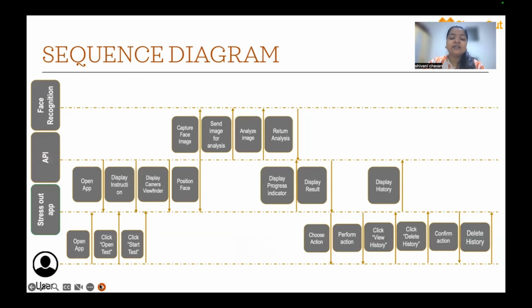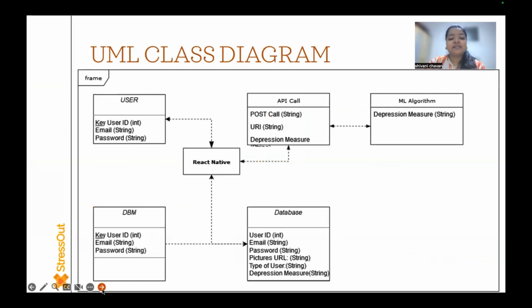Analysis process: the iOS app triggers the analysis engine to process the uploaded photo using FastAPI and Render. Depression detection: the result of the analysis is written to the iOS app. Result presentation: the iOS app presents the depression detection result to the user. Next is the UML class diagram.